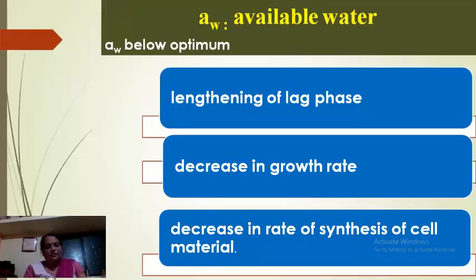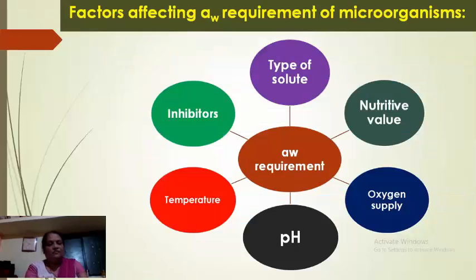If AW is below optimum, that means if the water is available below the optimum requirement, what will happen? It will lengthen the lag phase, meaning the growth will be slowed down. The growth rate will naturally decrease. And when the growth rate decreases, there will be a decrease in the rate of synthesis of cell material.